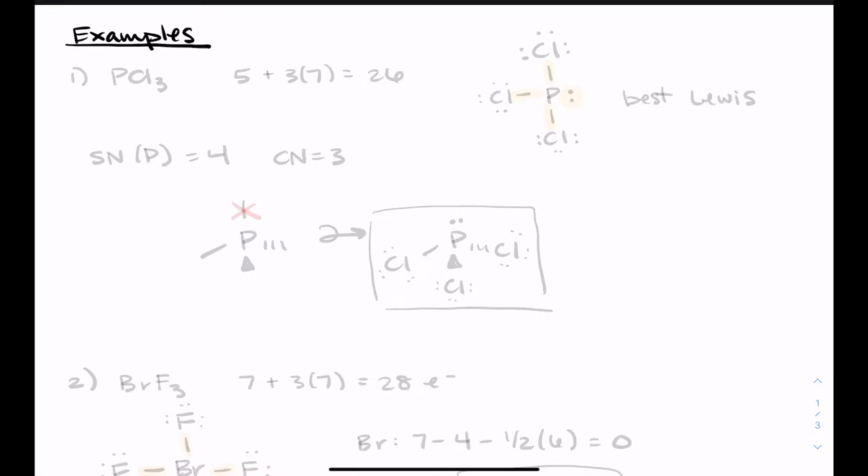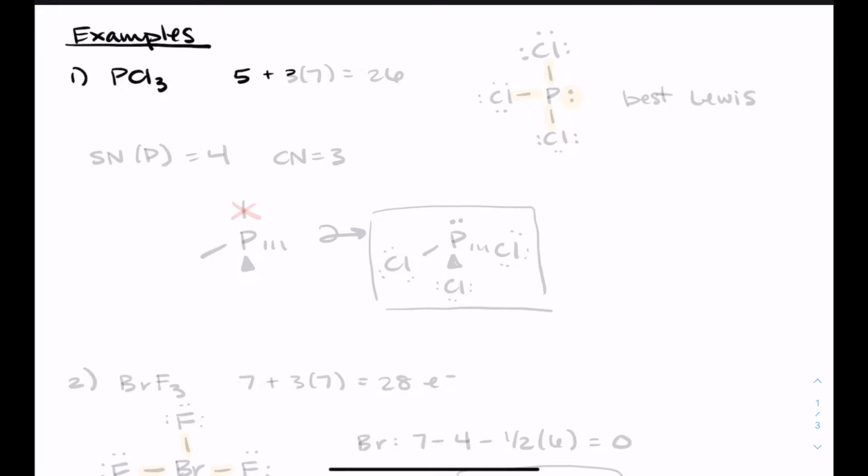So let's work through some examples. Our first example is PCl3. We need to start with the best Lewis structure. So I'm going to add up my valence electrons, which is 5 for phosphorus and 7 for each of the chlorines. This gives me 26 electrons.